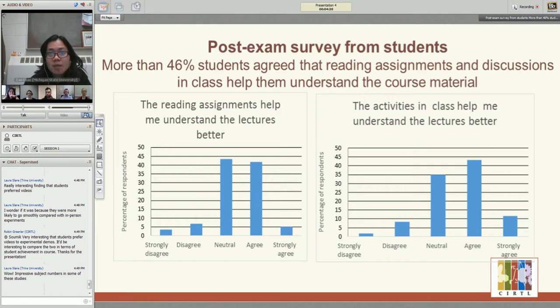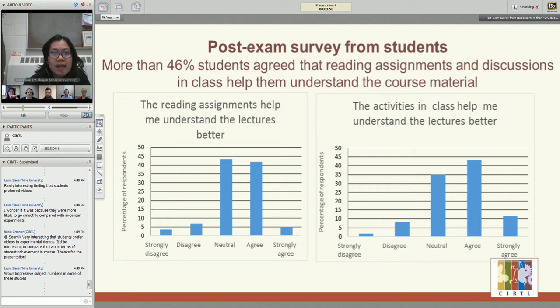The reading assignment helps me understand the lecture better, with 42% agreeing with that statement and 5% strongly agreeing. The chart on the right is the students' response to the second question: the activity in class helped me understand the lecture better, with 43% agreeing and 12% strongly agreeing with this statement.